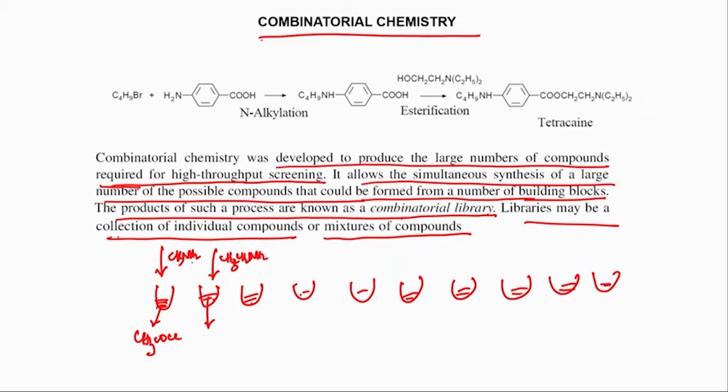In this case, it will be the amide of methylamine and acetyl chloride. In this case, the ethylamide, in this case the propylamide. So, you will get all these different amides. If you do the reaction in this fashion, each test tube has only a collection of individual compounds. That means each test tube contains only one pure compound, and the other type of library is a mixture of compounds.